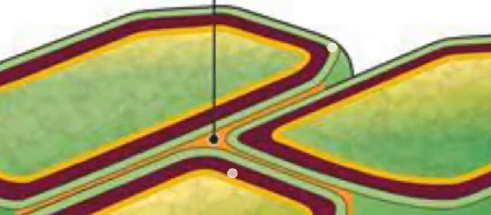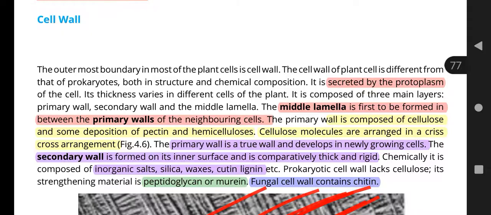And in between the cells you can see this dark yellow color. This is actually the middle lamella, or you can say it is a middle membrane that is present between two plant cells. So here we can see the primary cell wall.